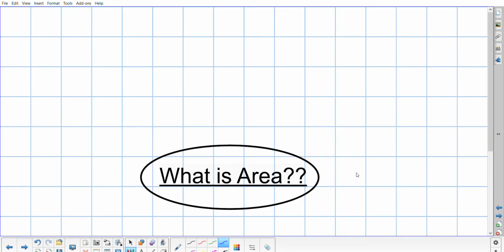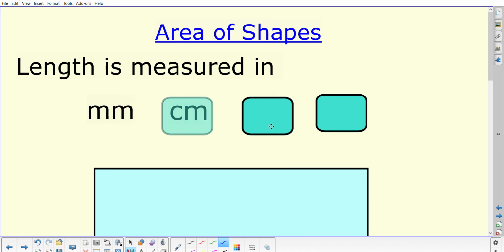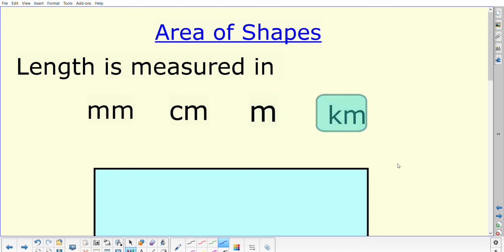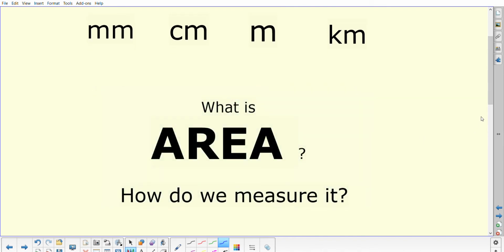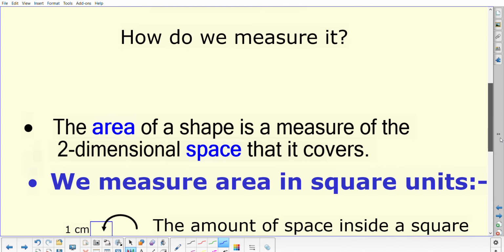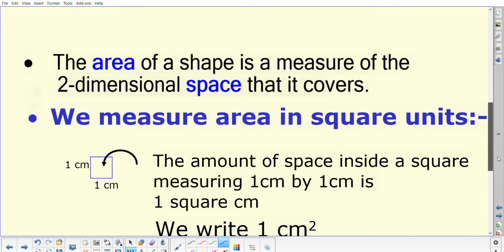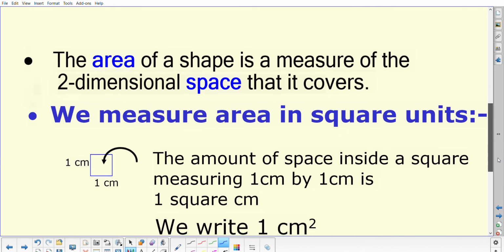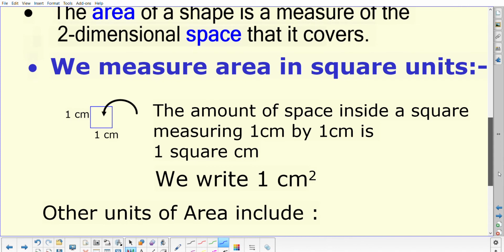But what we want to think about next is, what do we mean by area? And we know that length is measured in metric units, millimeters being the smallest, centimeters, meters, and then on to kilometers. So what about area? What do we think about in terms of area, and how do we actually measure it? Basically the area of a shape is the measure of the two-dimensional space. So that's the space that is actually inside the shape, not the outside. Perimeter's the outside, area is the space inside. And we use square units to measure this.